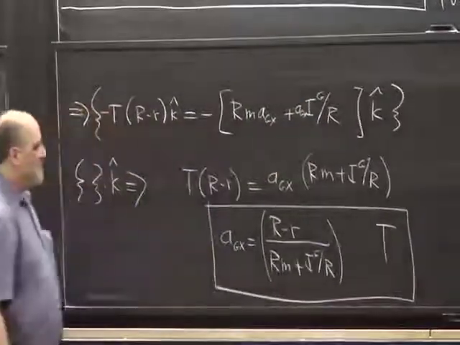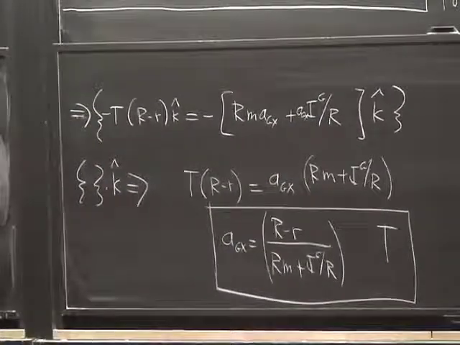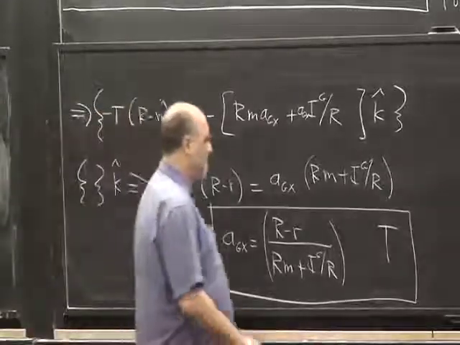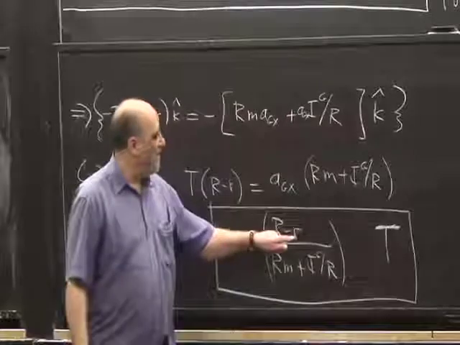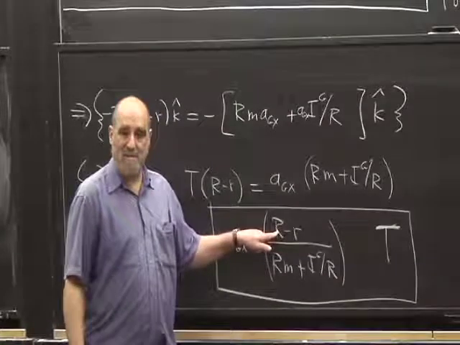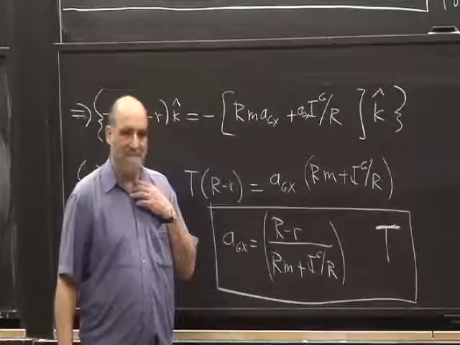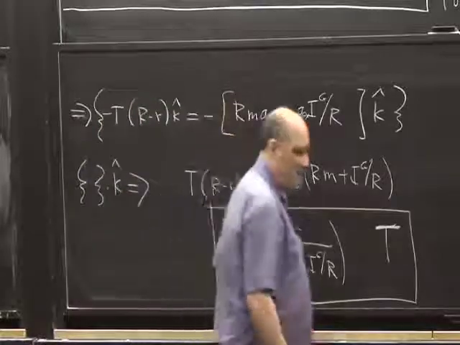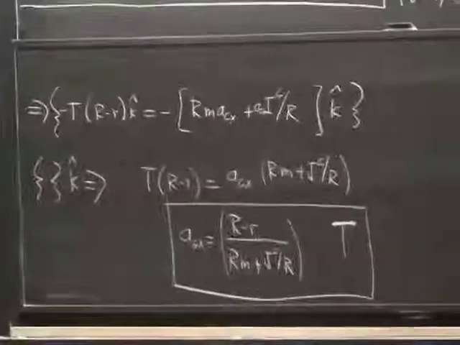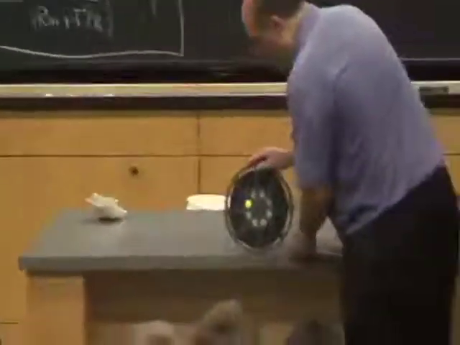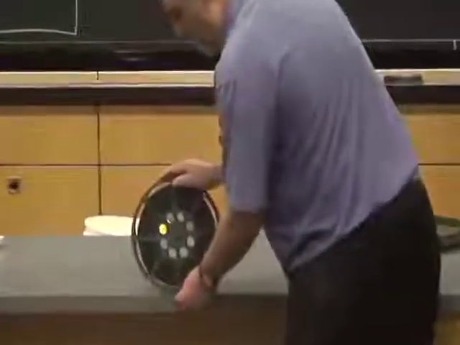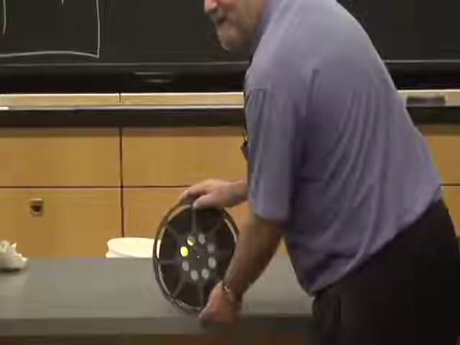So we get an acceleration to the right depending on what this tension is. How big is that acceleration? Let's say little r is very close to big R, it's not very big. Why is that? It's because what's really driving this thing is the lever arm of this force relative to this point.